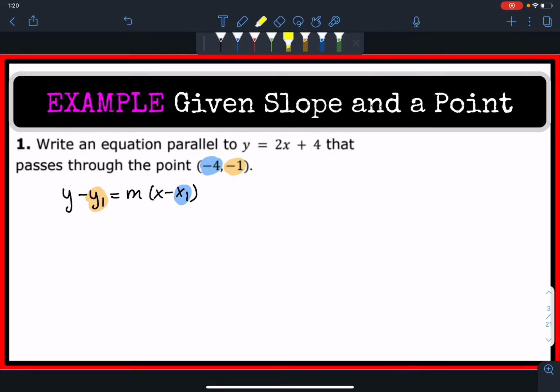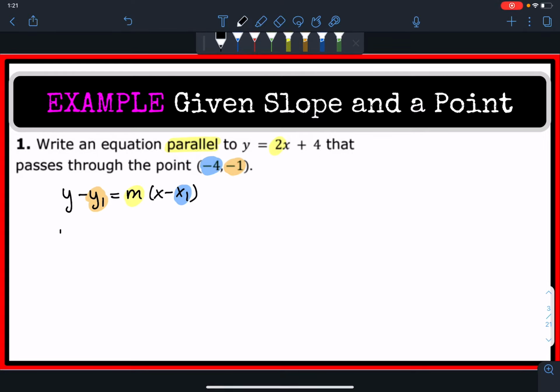Now the slope in this particular example, they don't tell us that m is equal to a specific number. They tell us the line is going to be parallel to this one. We're going to get the slope by identifying what the slope is here, and then simply using the same number, because I want this new line to be parallel to this existing line. Since the slope here is the number 2, that's the number we're going to use for m.